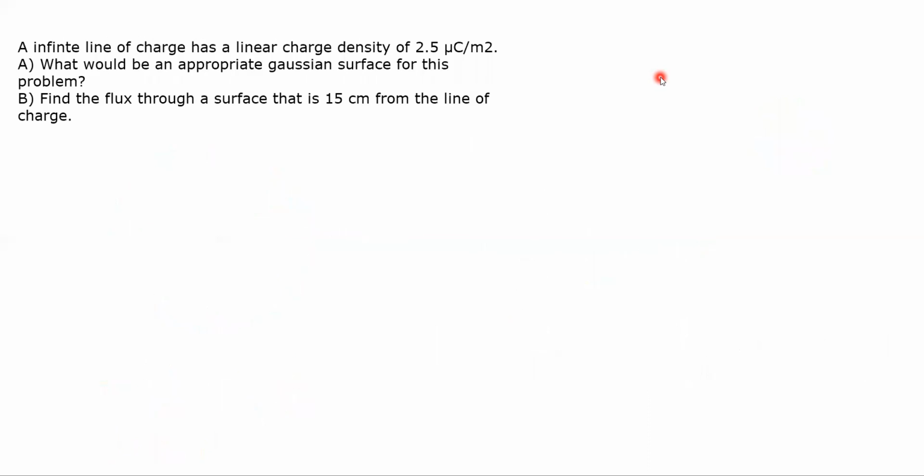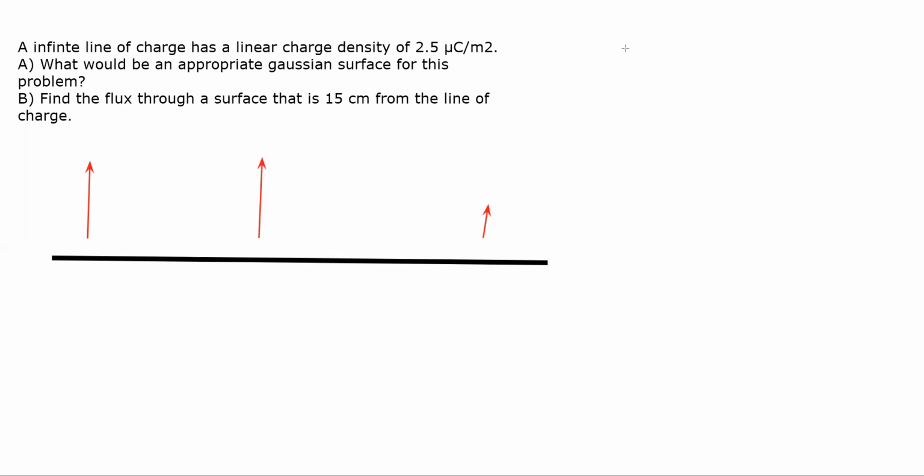Here's another example. We have a line of charge this time, not a point charge. What would be the appropriate Gaussian surface for this? Let me sketch out my line charge here. It is an infinite line of charge, and we're going to take it to be positive. So we know the electric field will be going out, perpendicular to that wire.